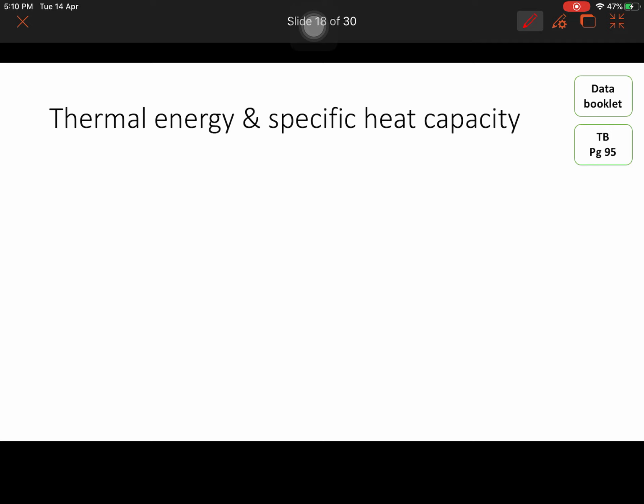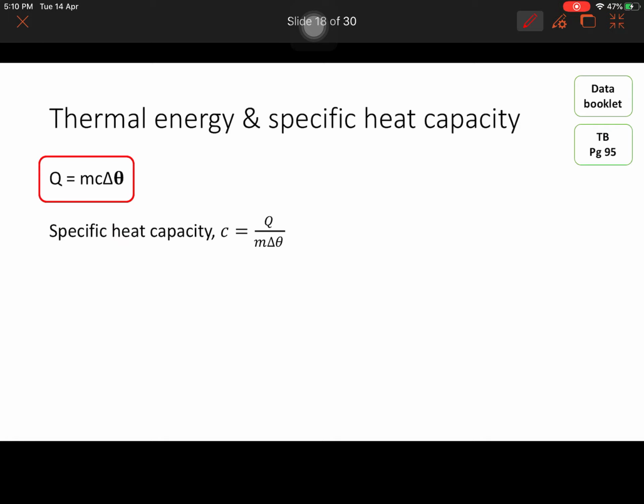Now let's move on to thermal energy and specific heat capacity. In IGCSE and O levels, you have also encountered this. Turn to your textbook, page 95, and check out your data booklet. Do you see a formula that's given to you? You have Q equals mc delta theta. We learned this previously, and we know that c stands for specific heat capacity.